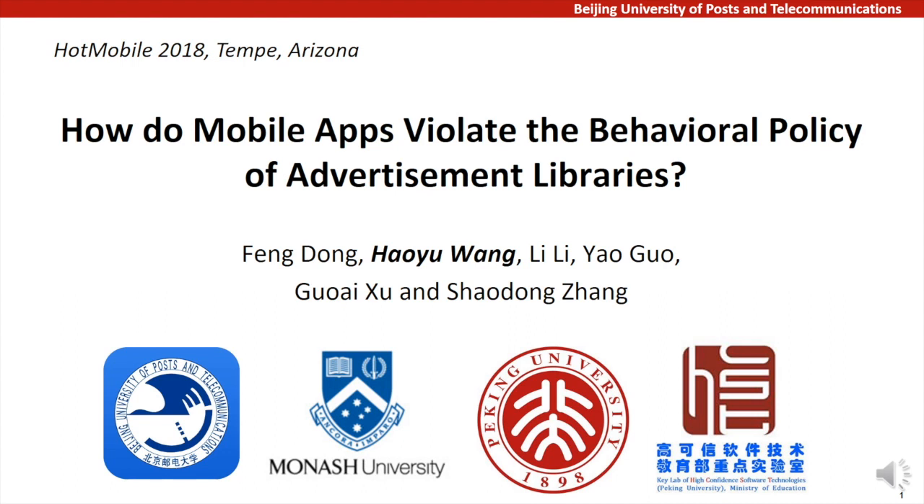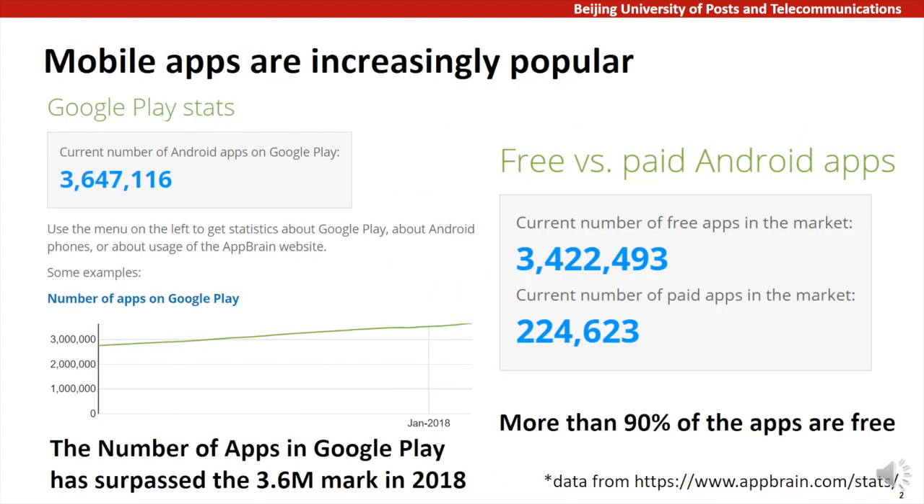How do mobile apps violate the behavioral policy of advertisement libraries? As we all know, mobile apps are increasingly popular in recent years, and the number of apps in Google Play has surpassed the 3.6 million mark in 2018. And free apps are a trend in the Android ecosystem. More than 90% of apps in Google Play are free.